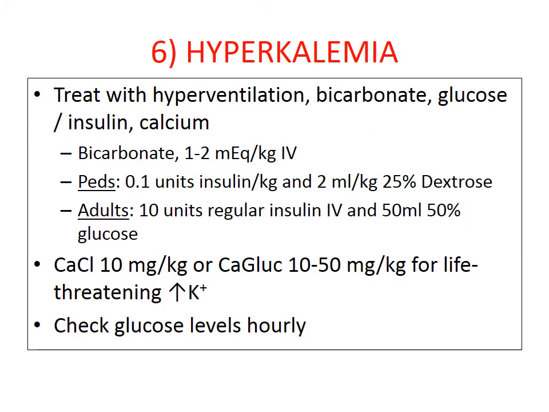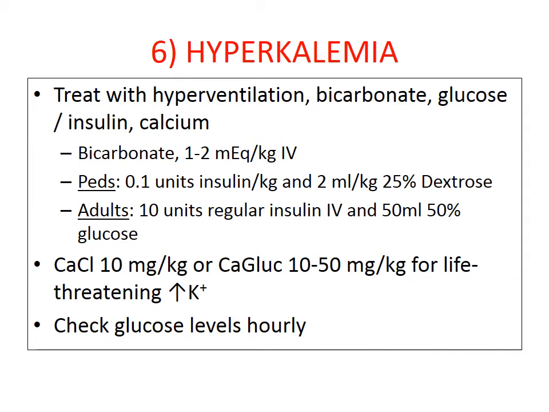Okay, we discussed a little bit about hyperkalemia, but to get into the specifics, if you are checking blood gases and hyperkalemia is present, it's important to treat with things you would normally do to treat hyperkalemia. So hyperventilation, bicarbonate, insulin, and subsequently, since you're giving insulin, also glucose, as well as calcium. So bicarb, we talked a little bit about 1 to 2 milliequivalents per kilo. It can also be used to treat hyperkalemia, in addition to the treatment of the metabolic acidosis.